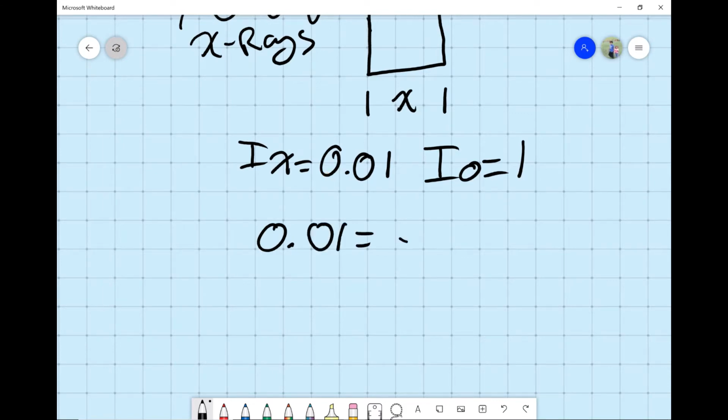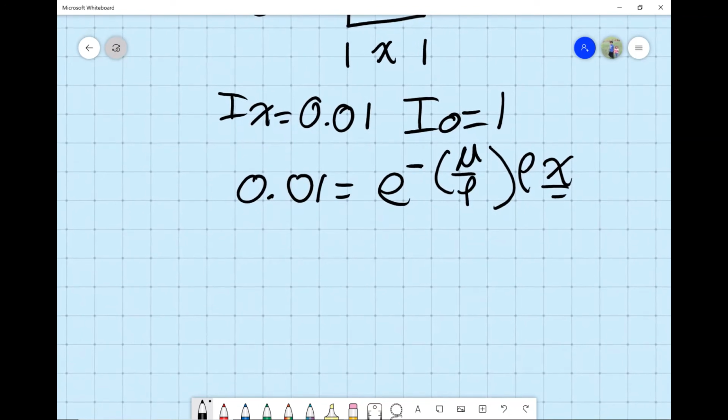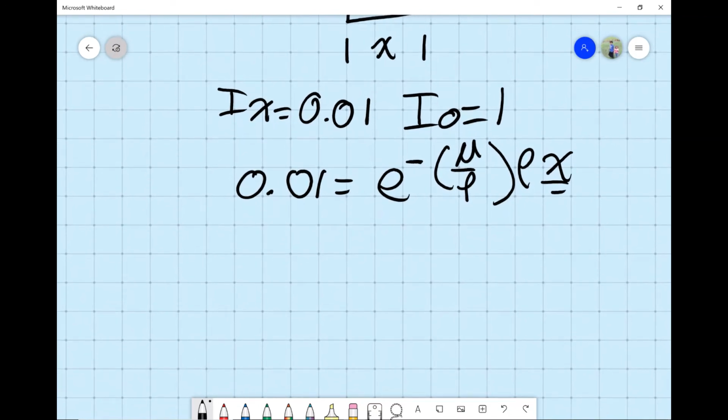And so that's one, so we can just say e to negative mu over rho times density times x. So we're going to have to solve for x. So we have an exponent, we know we need a natural log for that. So let's plug in the numbers before we plug and chug.